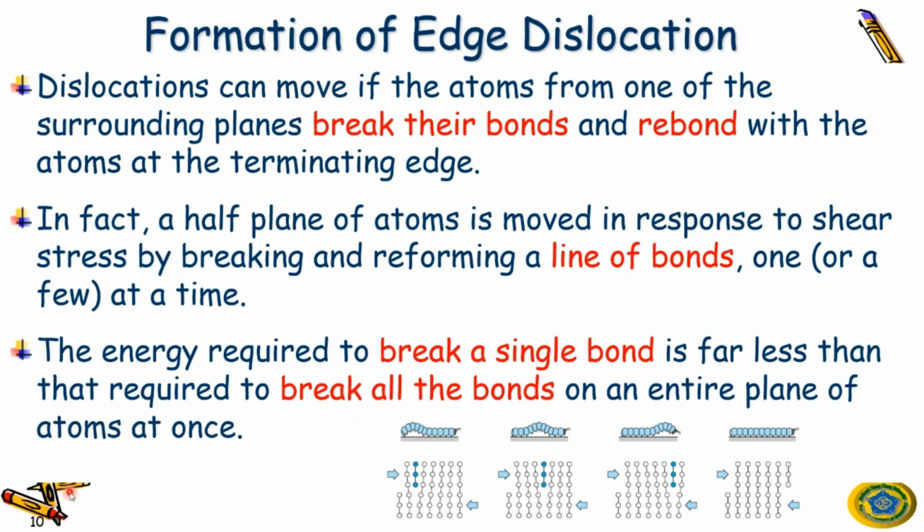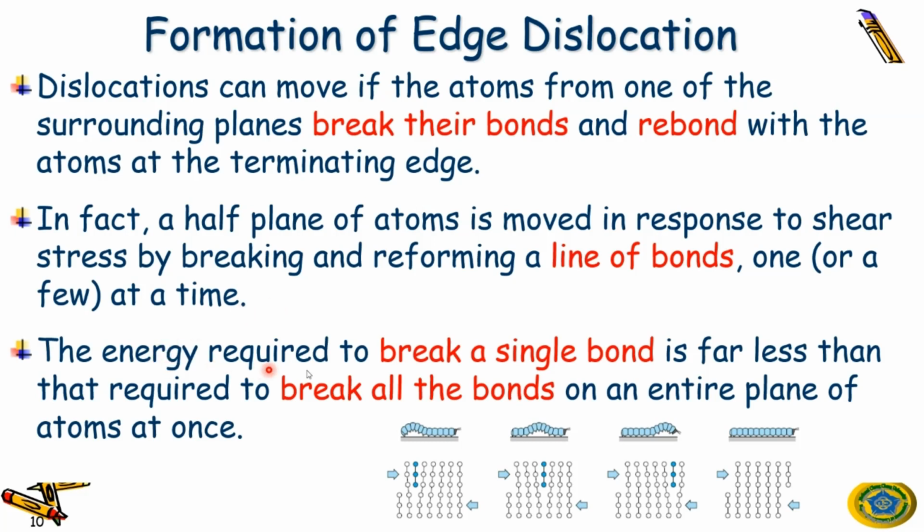Okay, this is the explanation of the formation of edge dislocation. A dislocation can move if the atoms from one of the surrounding planes break their bonds and rebond with the atoms at the terminating edge. In fact, a half plane of atoms is moved in response to the shear stress by breaking and reforming a line of bonds. Only one line, okay? One or a few at a time.